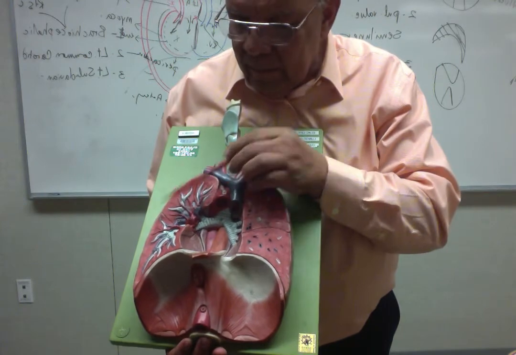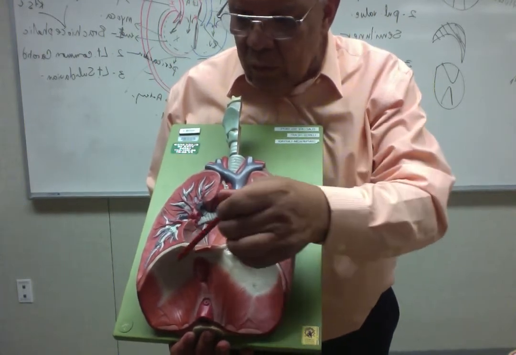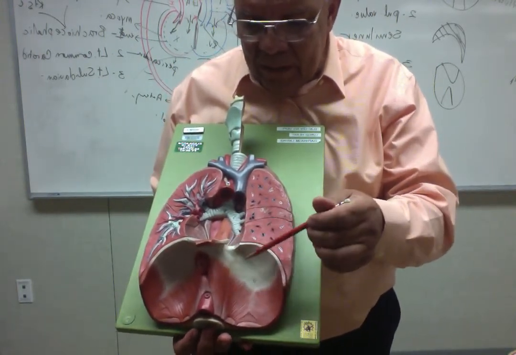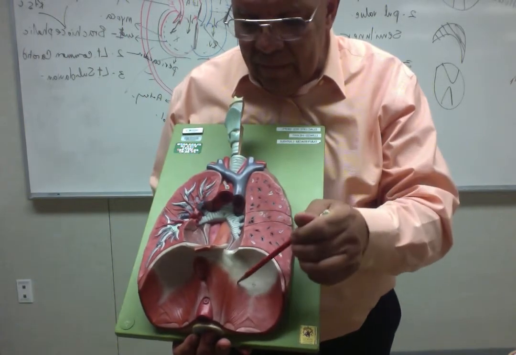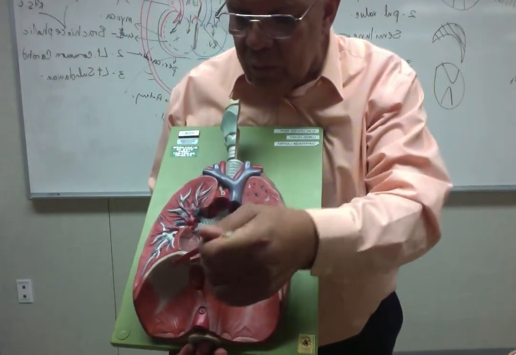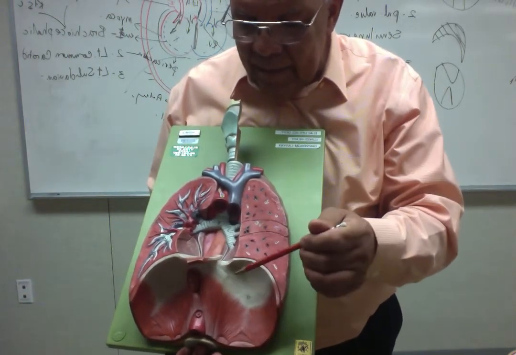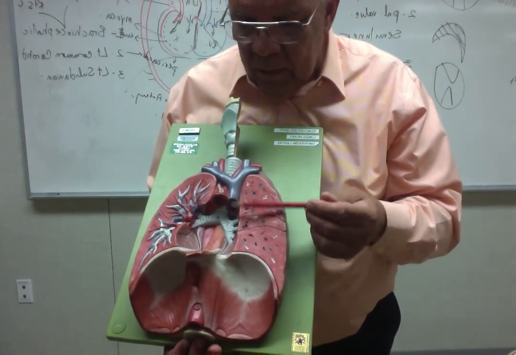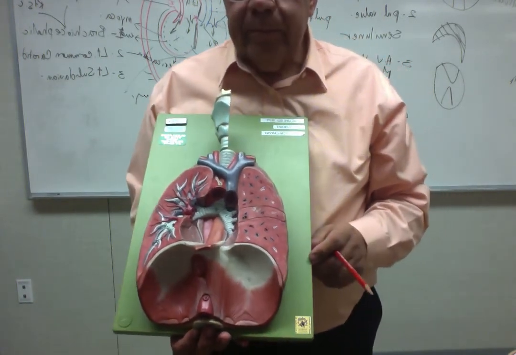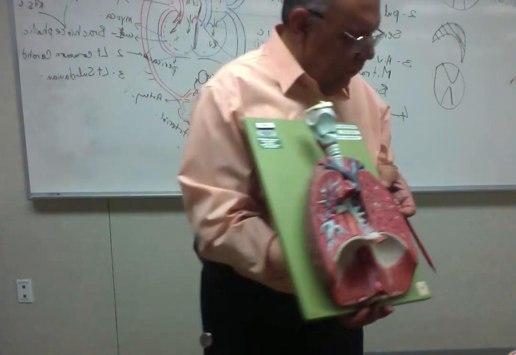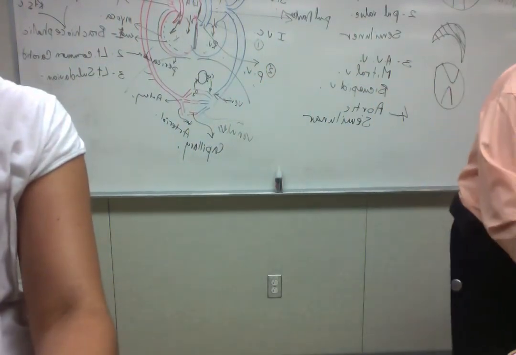Below the two lungs, we have the main muscle of respiration. This is the diaphragm, and as you see, it's made of two lobes like that. It lies between the thorax and the abdomen. Thank you.